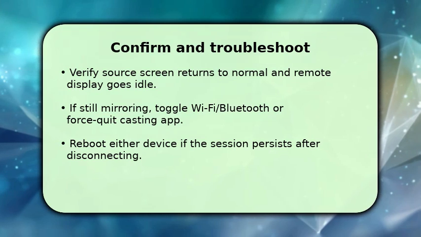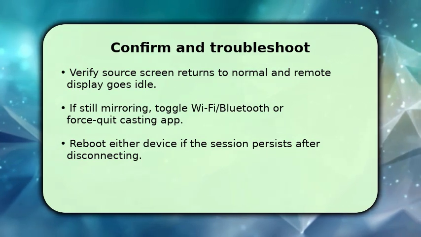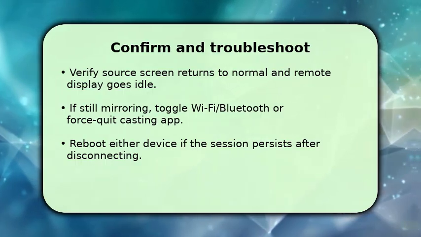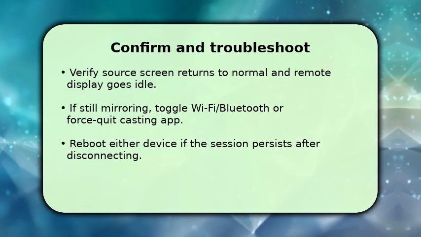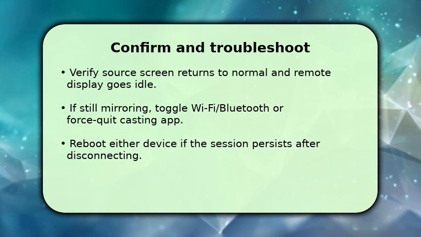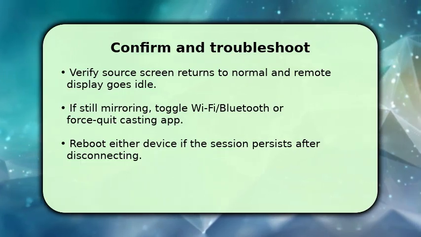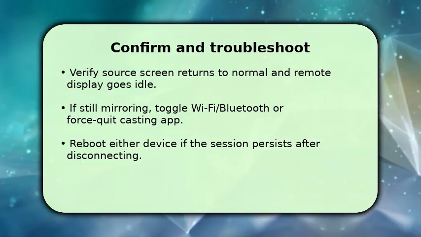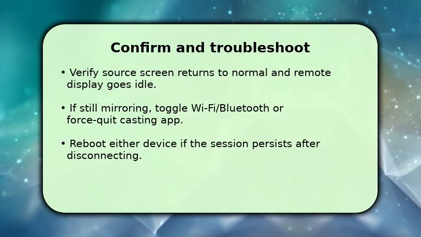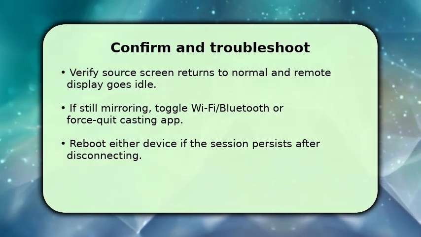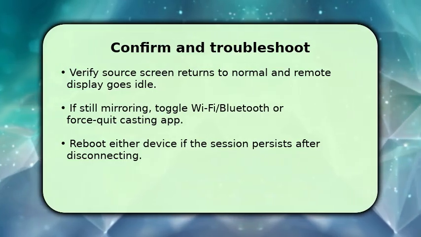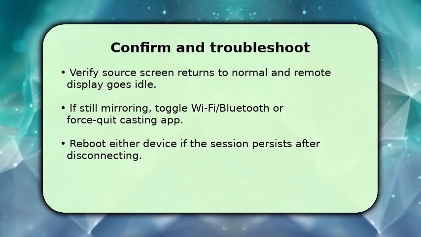You finish by verifying the source shows its normal home screen and the remote display shows idle or returns to its home interface, which confirms resources were released. If mirroring persists, toggle Wi-Fi or Bluetooth briefly or force quit the casting app. This breaks stuck network streams. As a last resort, reboot the source or the receiving device to clear any lingering sessions. Doing these steps resets the mirroring service and prevents automatic reconnection until you explicitly start a new session.